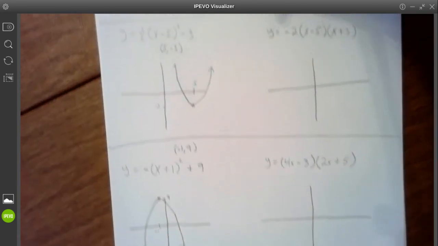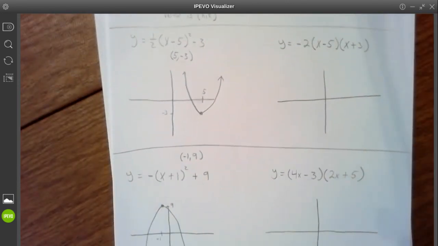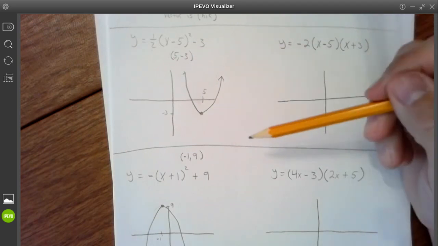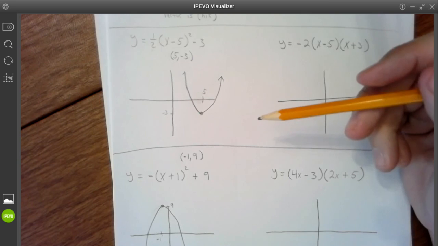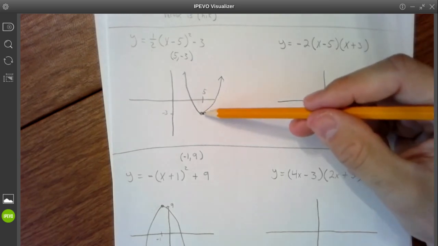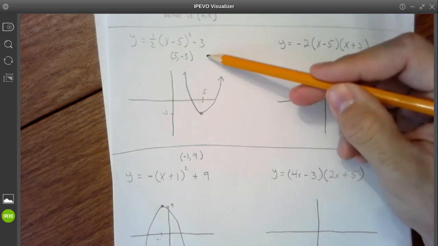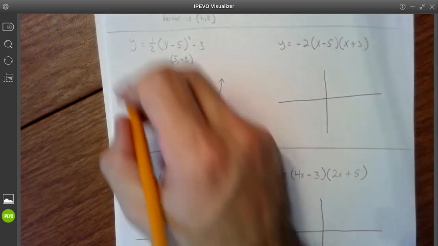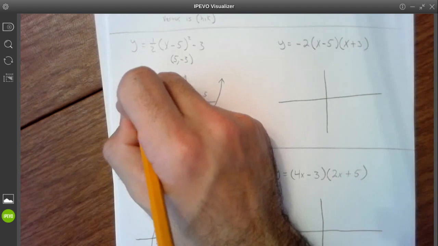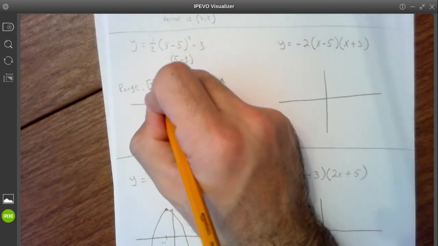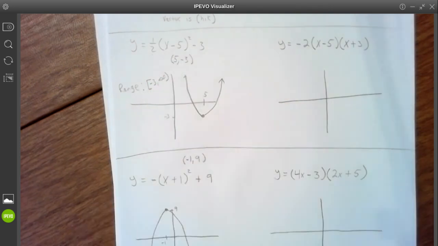Notice in both of these pictures, the only piece of information really that I know is my vertex. And I know my range, don't I? Yeah. So from here, we could figure out the range is -3 to infinity. All right, the lowest it goes is -3, and the highest it goes is infinity.